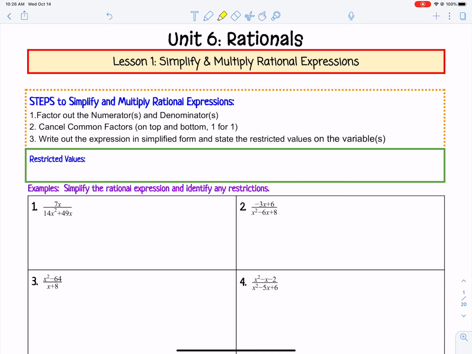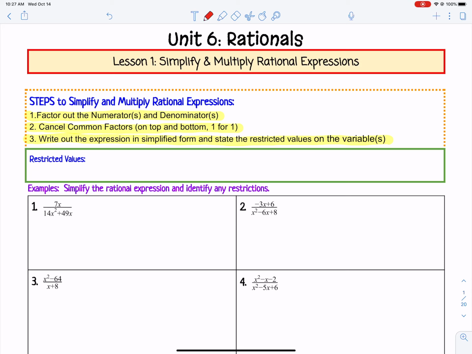In this video, we're going to take a look at simplifying and multiplying rational expressions. The steps are that we want to factor out the numerator and denominator. We want to cancel common factors on the top and the bottom, only one for one, so you can't cancel out if you have an odd number of them. And then write out the expression in simplified form and state the restricted values on the variable.